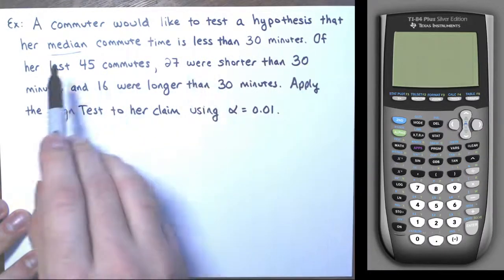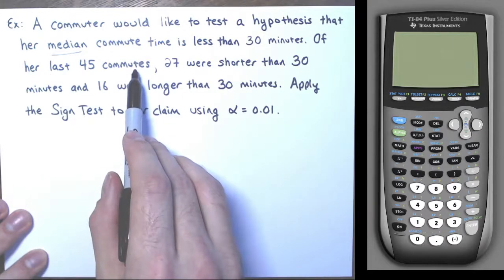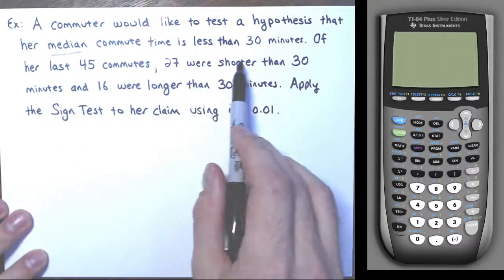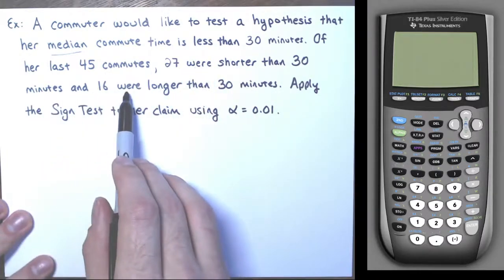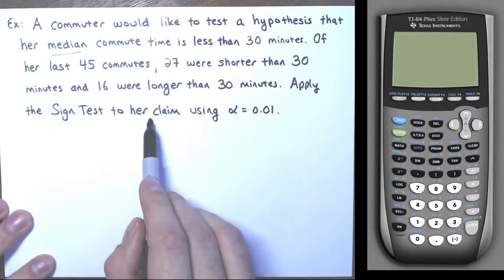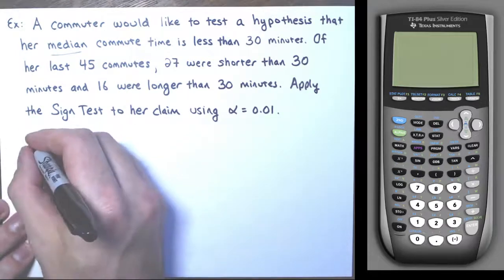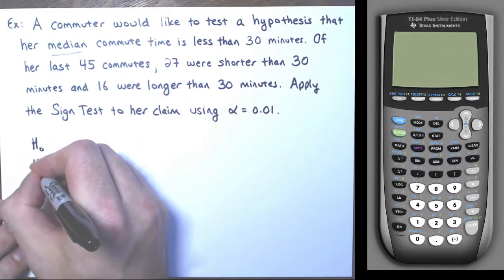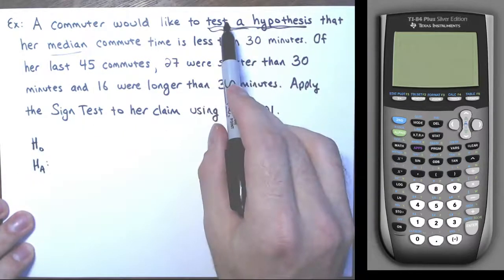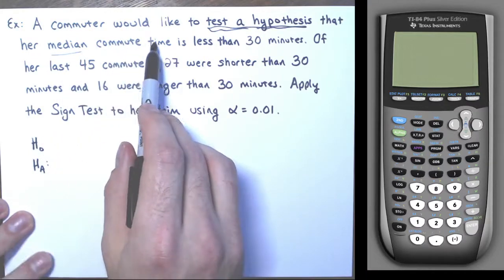Of her last 45 commutes, to and from work or wherever she's going, 27 were shorter than 30 minutes. 16 were longer than 30 minutes. Apply the sign test to her claim using alpha equals 0.01. All right, so I'm just going to set up the hypotheses here. Now the claim is this hypothesis she's testing. She wants to test the hypothesis that her median commute time is less than 30 minutes.